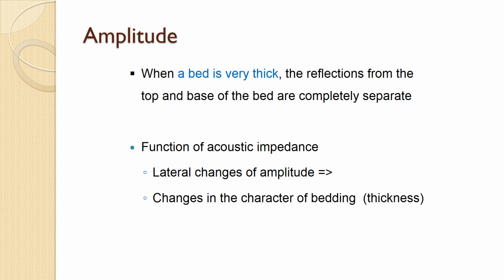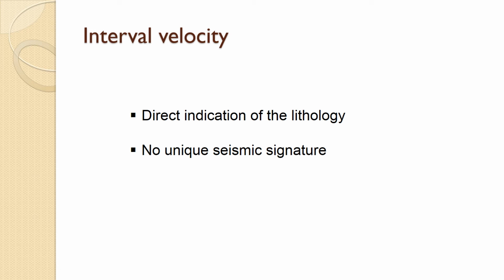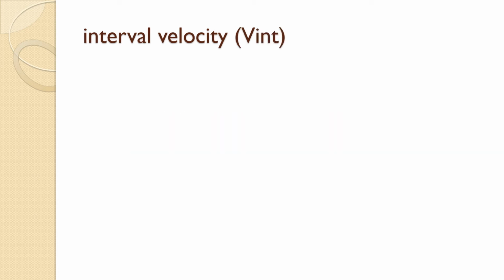Lateral changes of amplitudes will give us indication about changes in the character of bedding thickness. And the last thing here about those characters is the interval velocity, and it is a direct indication of lithology. As we know, every specific lithology has its own velocity, but no unique seismic signature. You cannot just tell by this velocity this is sandstone or this is limestone, okay? And we have to study that in detail later.